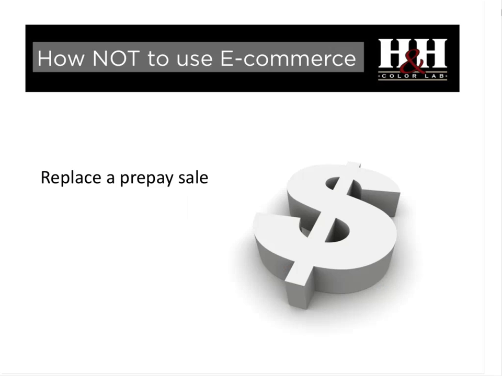The next way to not use online sales is to replace a prepay sale. For sports and fall schools is probably the most common way of doing a prepay sale, where before you show the images, you're selling your services. I suppose it's possible also for some weddings and some events to be prepay. When you can get your money up front, get your money up front, and then use online for add-ons. But get your money up front when you can.